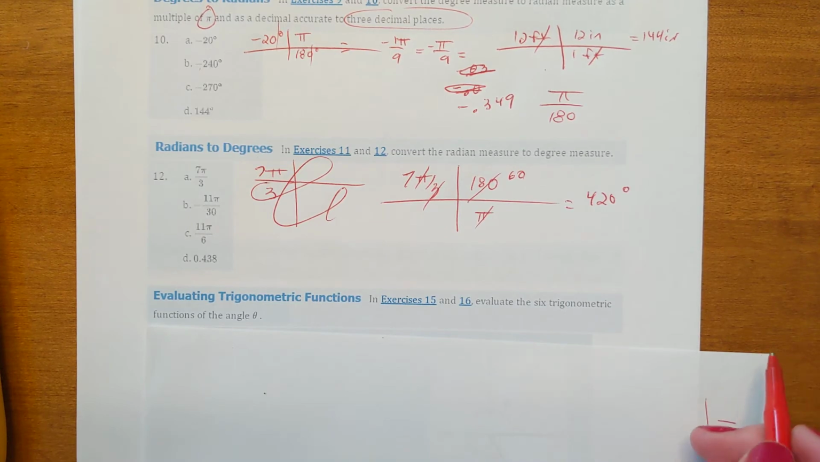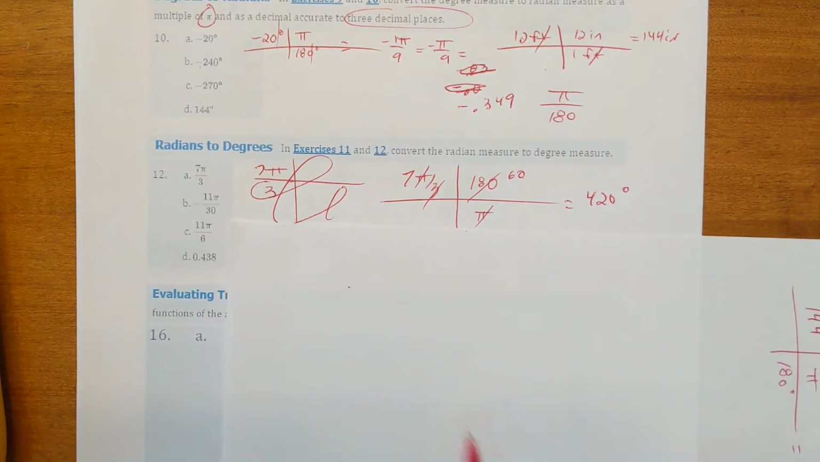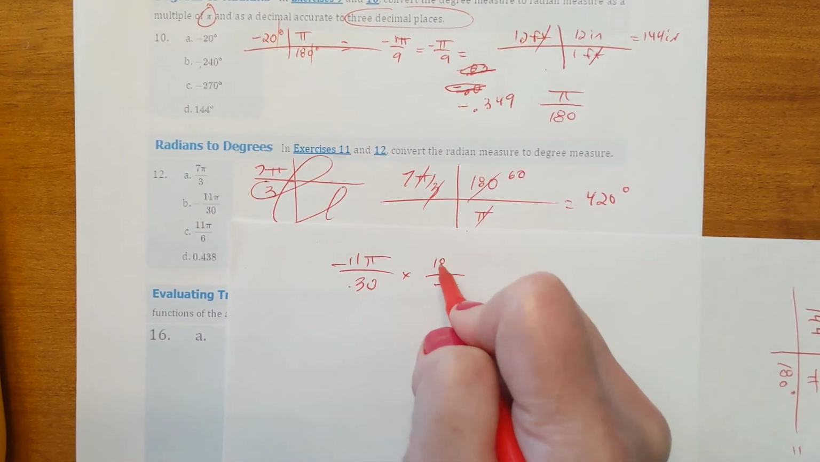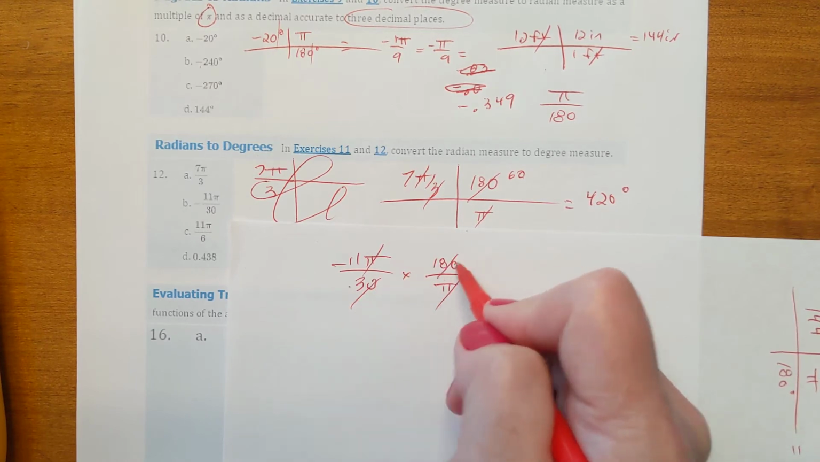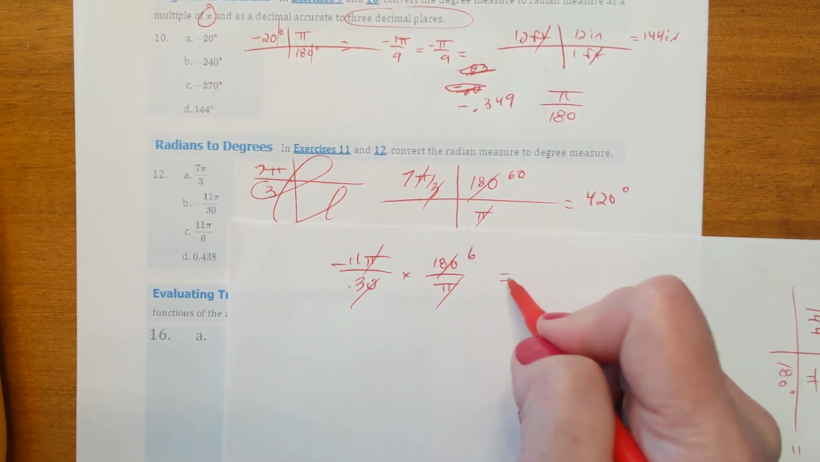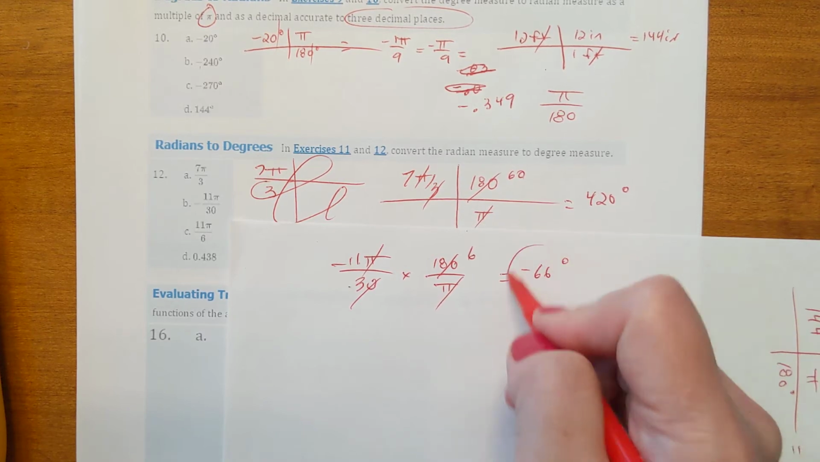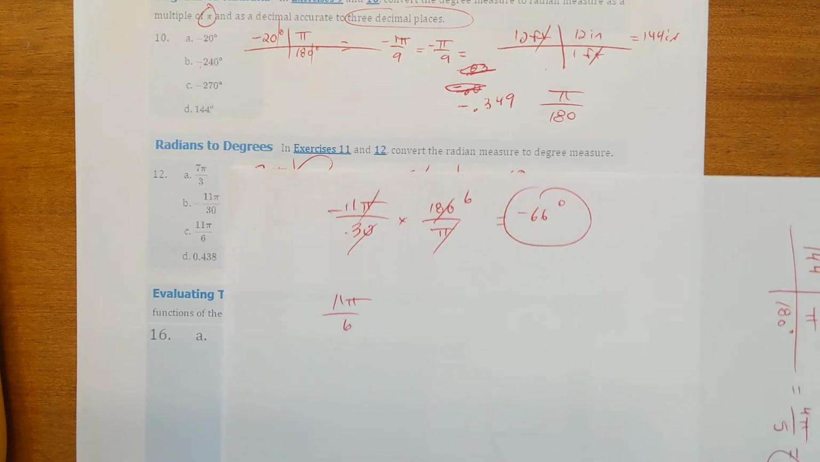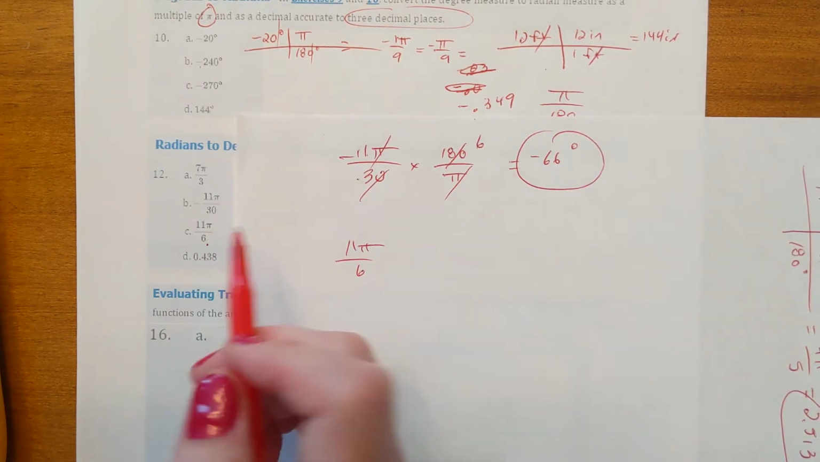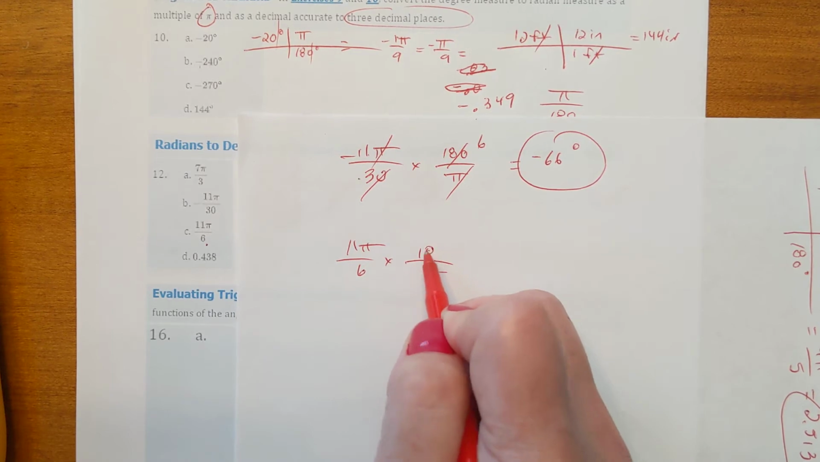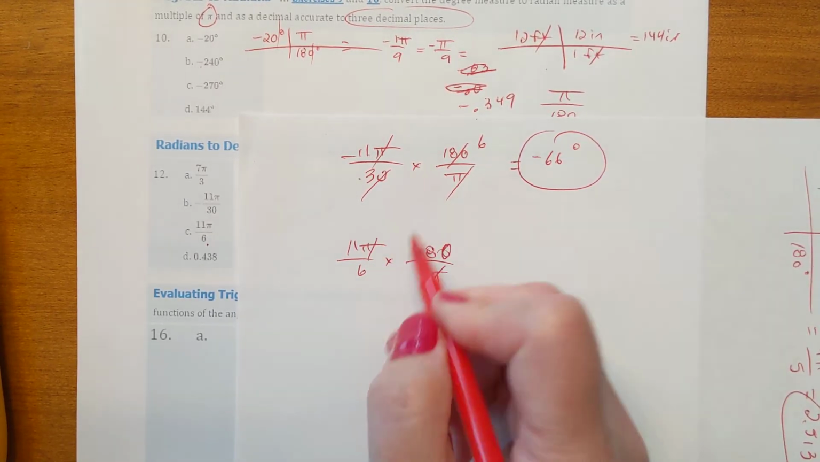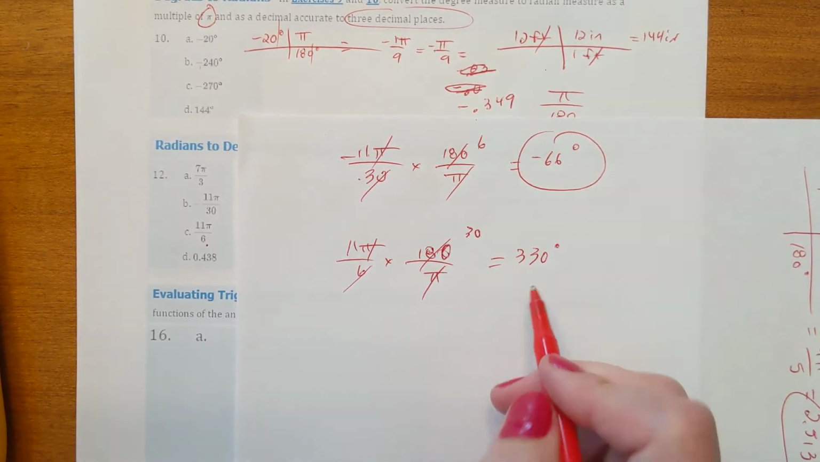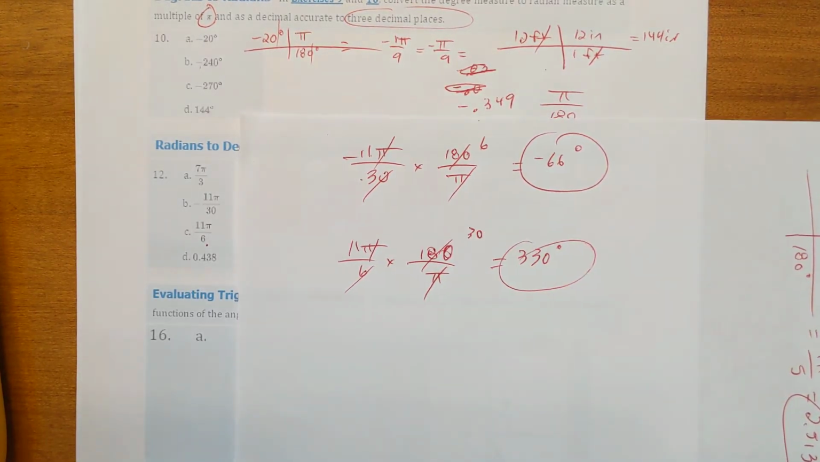Okay, the next one, negative 11 pi over 30. Again, we want to lose the pi and have 180. 30 goes into 180 6 times, negative 11 makes negative 66 degrees. Then we have 11 pi over 6 for the next one. Again, we don't want the pi, so that's gone. And 6 goes into 180 30 times, 11 times 30 is 330 degrees. Again, you can use your calculator if you're not good at doing that.